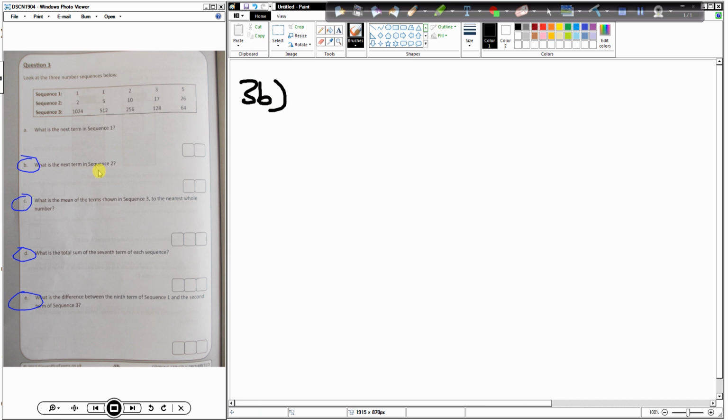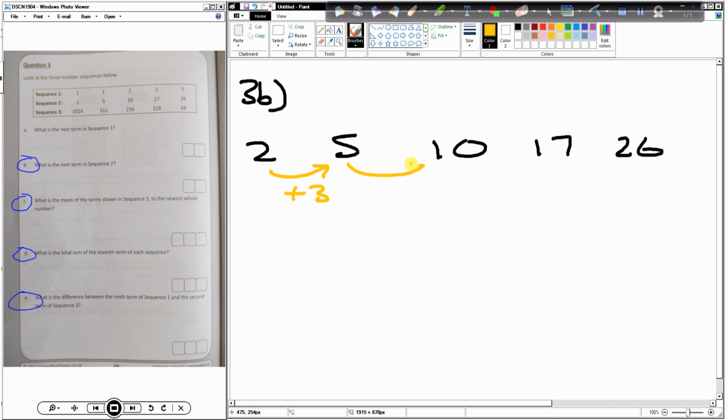Okay, question 3B. What is the next term in sequence 2? So sequence 2 starts off as 2, 5, 10, 17, and 26. So, Mr. Faisal, explain to us what the pattern is. How do we get from 2 to 5? What do we do? Add 3. And how do we get from 5 to 10? And from 10 to 17?